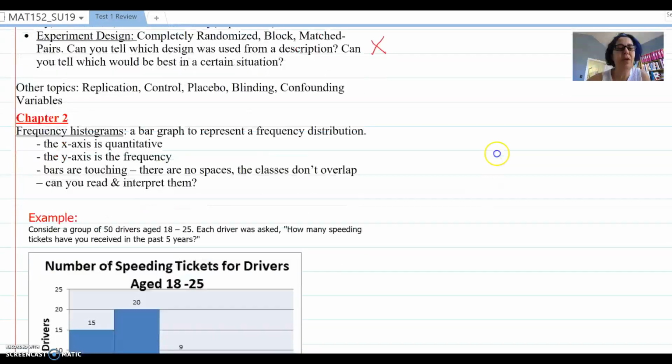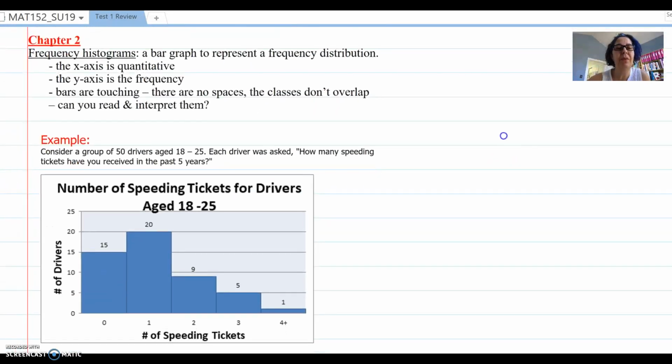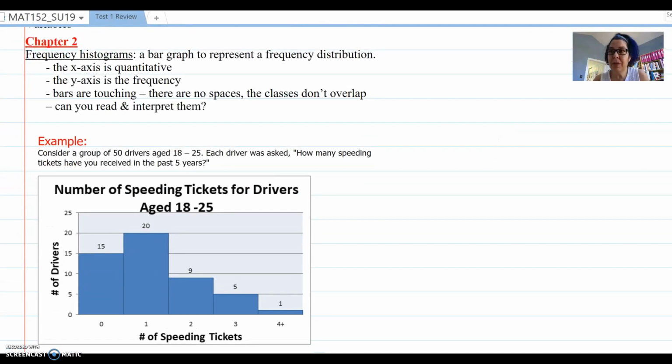All right, let's go to chapter two. So in chapter two, we prepare frequency histograms. And there's an assignment in regards to that, your Unit 1 assignment. You are not going to prepare a histogram in the test, although you're allowed to use Excel. However, there will be a histogram given to you, for instance, like in that example, and we are going to ask you questions about that histogram.